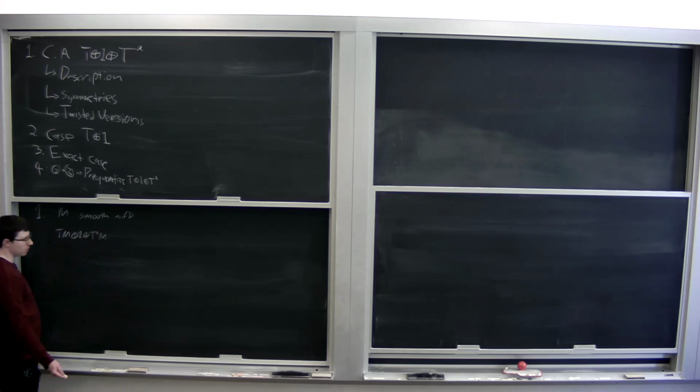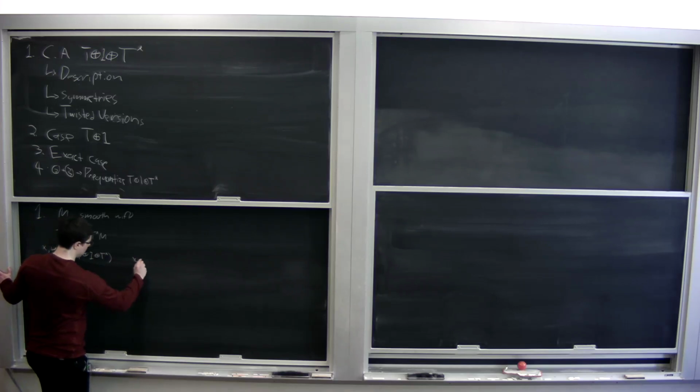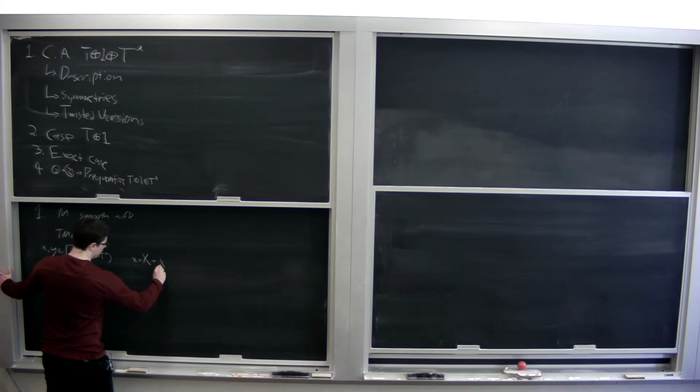So I've told you this is a Courant algebroid, so I should tell you its inner product, its bracket, and its anchor map. So throughout, I'm going to use little x and y to denote sections of this bundle. And so this will consist of a vector field, a function part, and a one-form part.